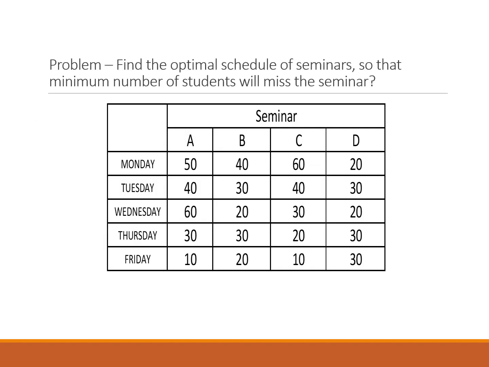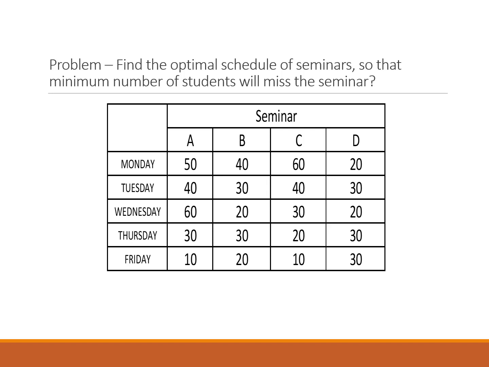So write down this problem. Problem one: find the optimal schedule of seminars so that the minimum number of students will miss the seminars. So here the number of days are given to us. The days are Monday, Tuesday, Wednesday, Thursday, Friday, meaning the total number of rows is 5, and the seminars are A, B, C, D, meaning 4 seminars are given to us.